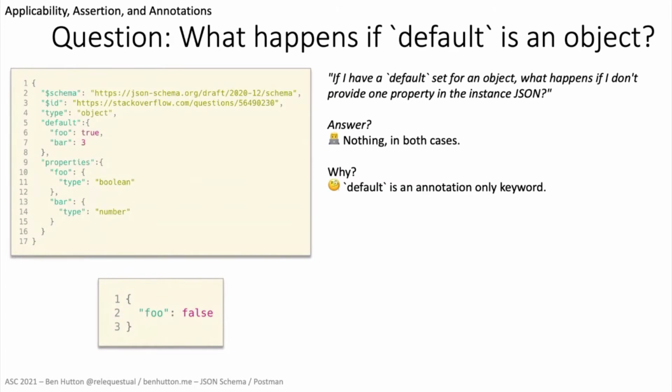What happens if default is an object? Nothing. Well, nothing in terms of validation and nothing in terms of altering the instance data. JSON schema implementations should not modify the JSON instance provided, and it should be considered immutable. Default is an annotation-only keyword. Annotations may be collected by the implementation and presented after validation. This allows for further processing, which may include setting default values.